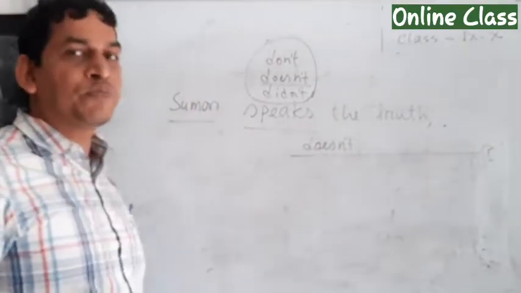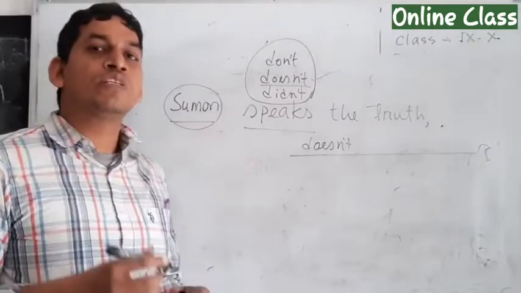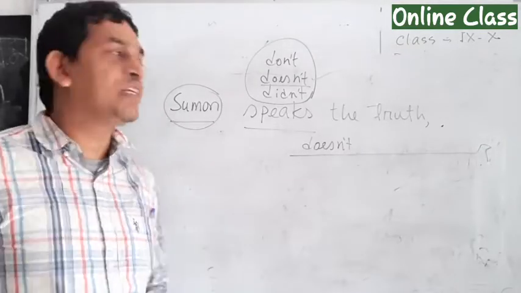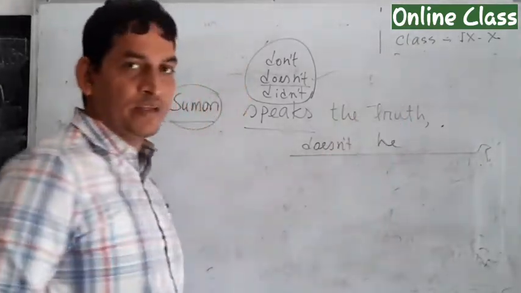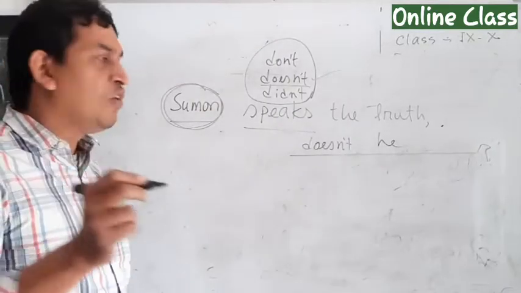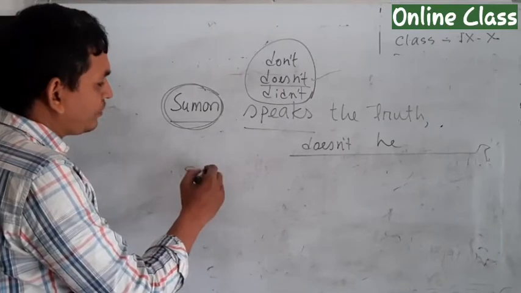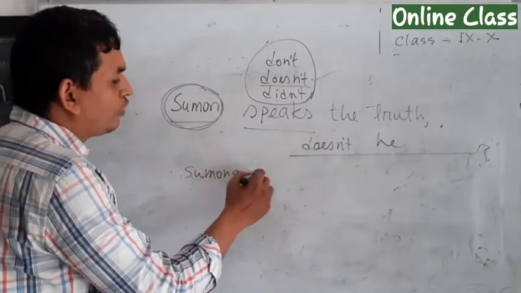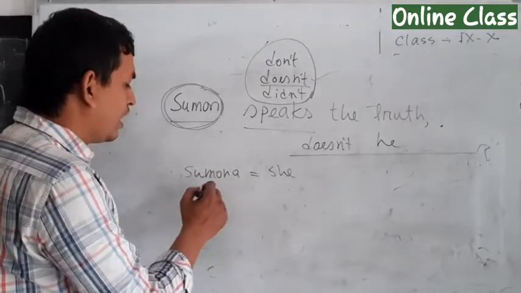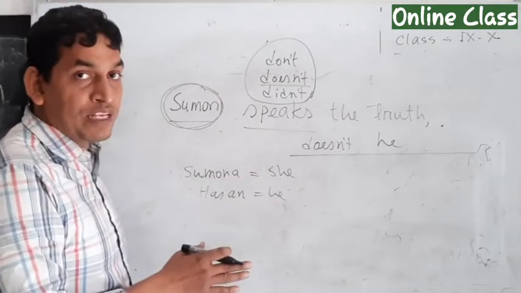Then we have to write the pronoun of the subject. In this sentence, the subject is Shumon. So we must use the pronoun of this word Shumon. The pronoun of Shumon is he. That's why we must write he. If the subject is feminine gender, we must write she. If the subject was Shumona, we must write she because Shumona is feminine gender. If it is Hassan, we have to write he because Hassan is masculine gender.